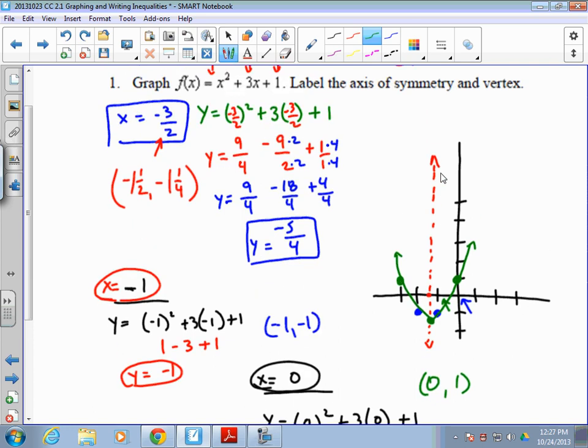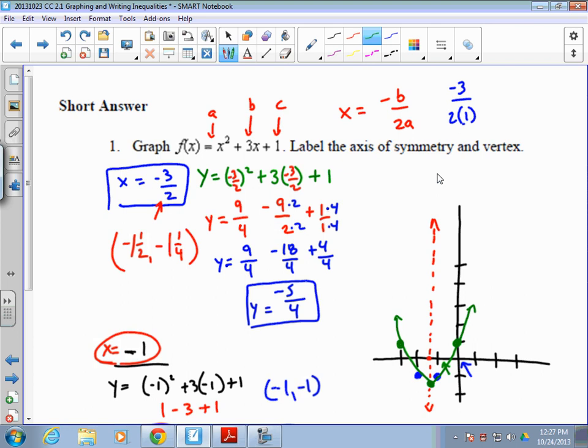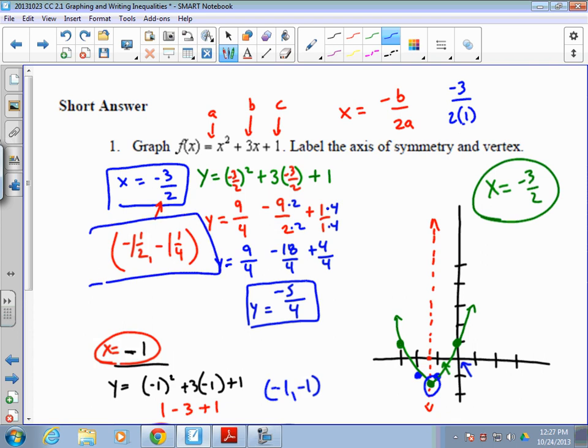So your axis of symmetry, again, is the first thing you found, your x value. X equals negative 3 over 2. And your vertex, if we would label it, would be this point at the bottom right here, which we found out originally is negative 1.5, negative 1 1/4.